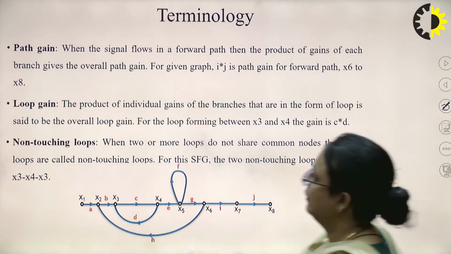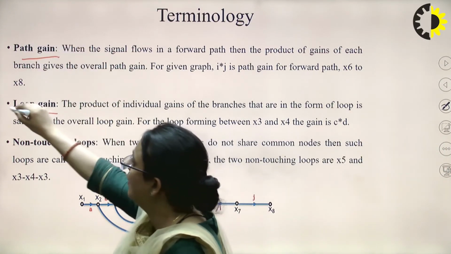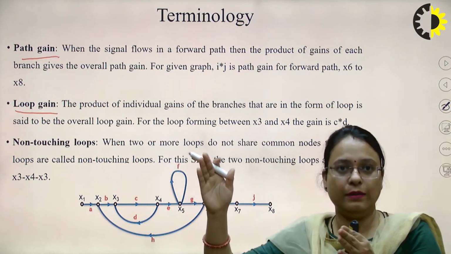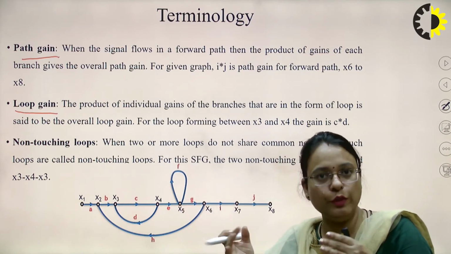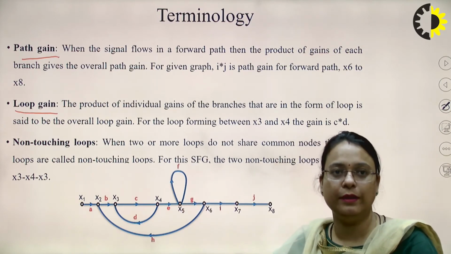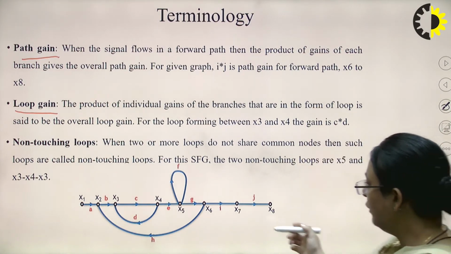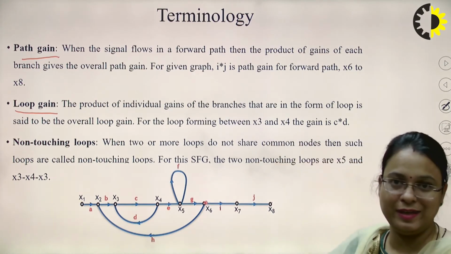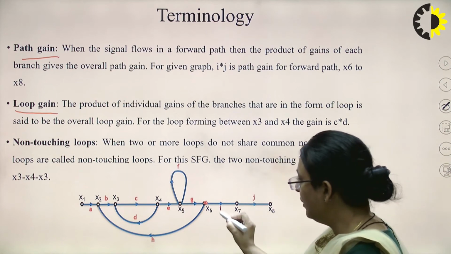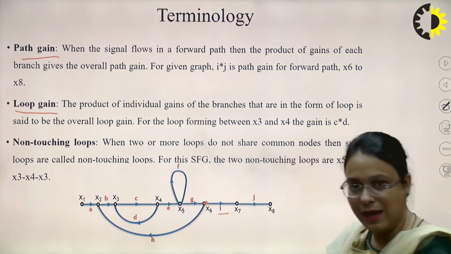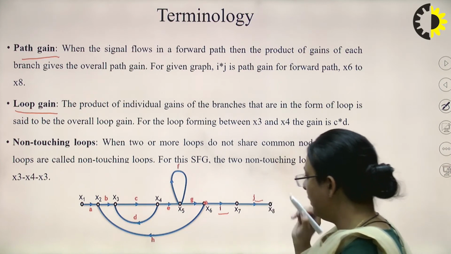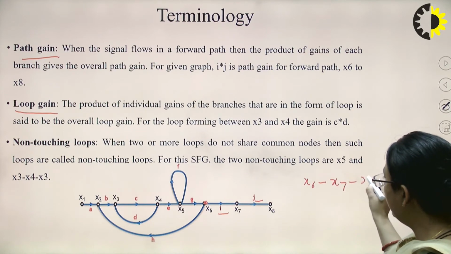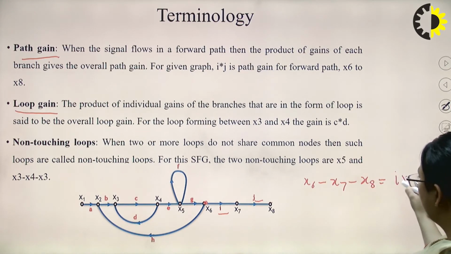Now, what is path gain, right? What is path gain and what is the loop gain? So, when a signal flows in a forward path, right, then the product of gain of each branch gives the overall path gain. So, here you can see, if we talk about a path gain from node X6 to X8, then the path gain will be from X6 to X7, the path gain is I, and from X7 to X8, the path gain is J. So, from node X6 to X8, the path gain will be I into J.